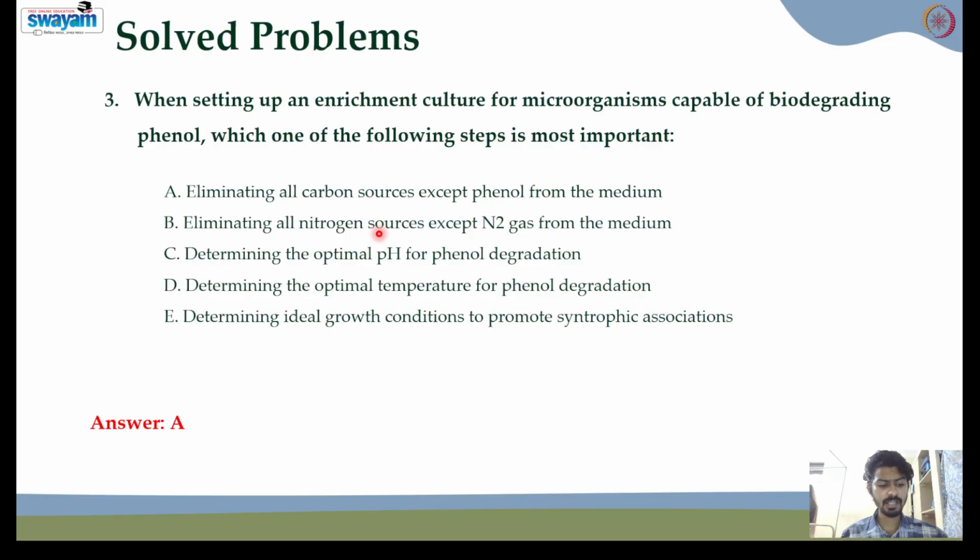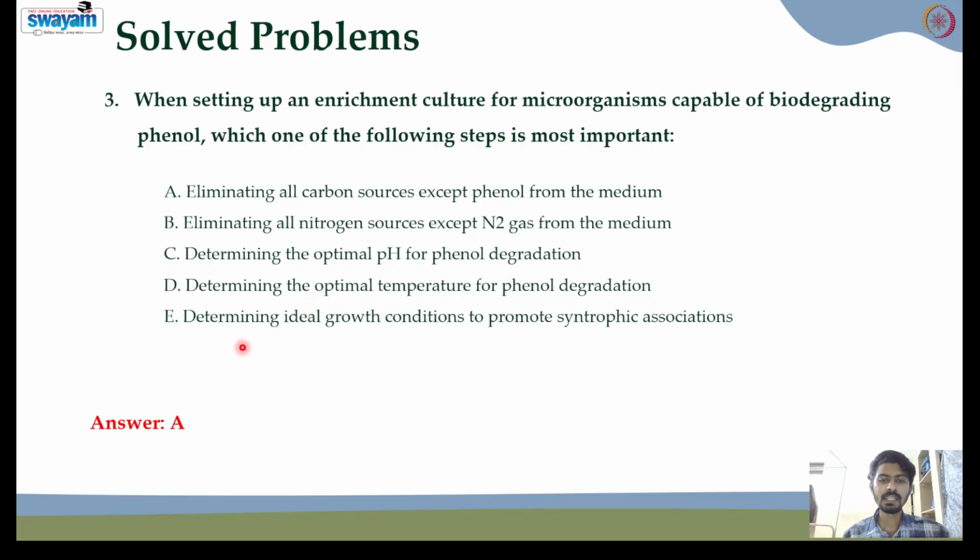limited nitrogen restricts the growth as not all microorganisms can fix nitrogen. So this is also important but not as important as the phenol degrading bacteria isolation. So options C and D are related to optimal pH and temperature for phenol degradation. Yes, it is important, but it is secondary to the carbon source selection. And if you see the temperature, obviously it is going to affect the growth, but it is less critical than the sole carbon source.